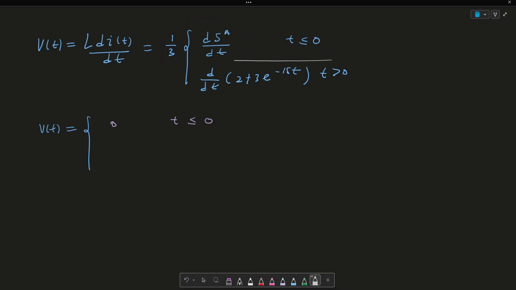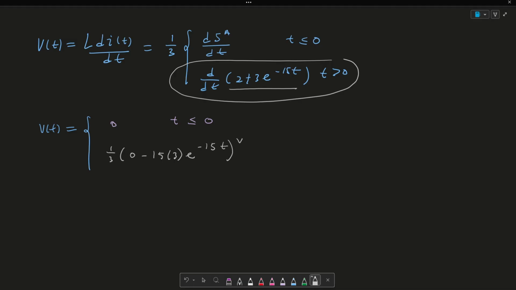And now for the second part of my function, we're left with 1/3. The derivative of this inner part is going to be 0 minus 15 times 3e^(-15t) volts for t greater than 0. We can clean this up and say that this is minus 15e^(-15t) volts, essentially because this 3 cancels out with this 3.